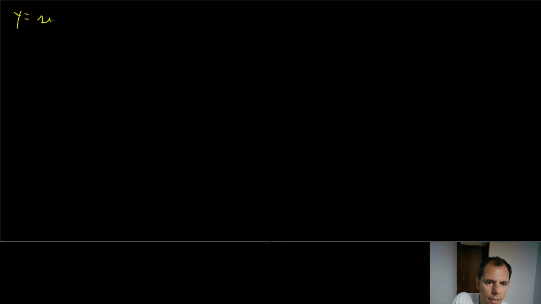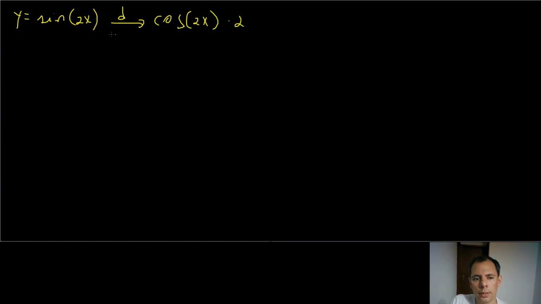I know this is kind of simple, sine of 2x. So differentiate this, it's going to be what? Cosine of 2x times 2, right? So differentiating sine becomes cosine, and the differentiation of 2x is just 2, so there you go.